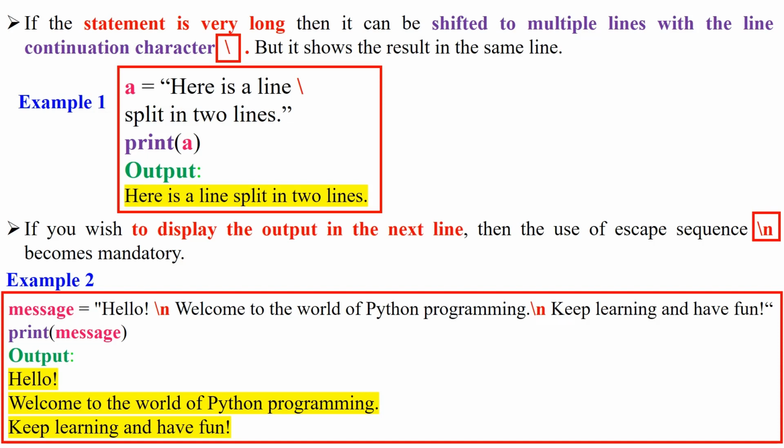Example 2. In this code, the variable message is assigned a string value. The string contains 3 parts separated by the \n escape sequence, which creates new lines. When you run this code, it will output, hello in the first line, Welcome to the world of Python programming in the second line, Keep learning and have fun in the third line. The \n escape sequence is used to indicate the start of a new line in the string. So, when the string is printed, the text after each \n is displayed on a new line.